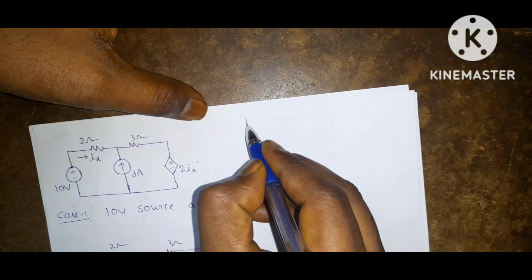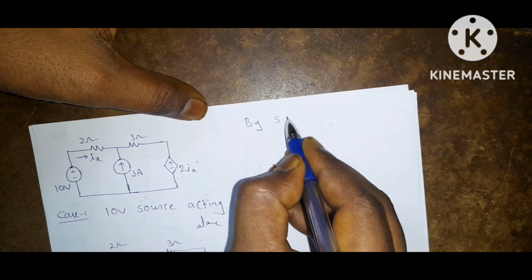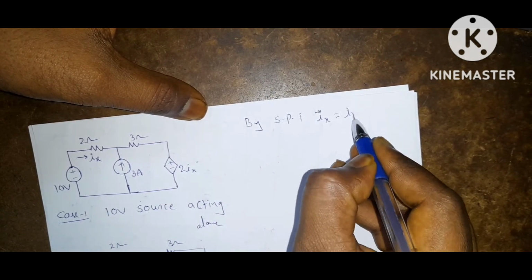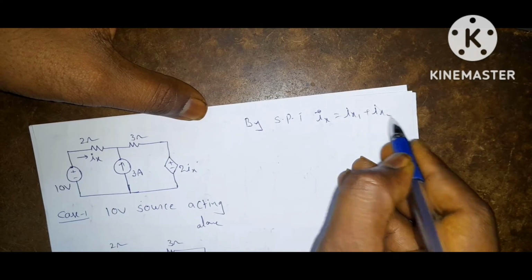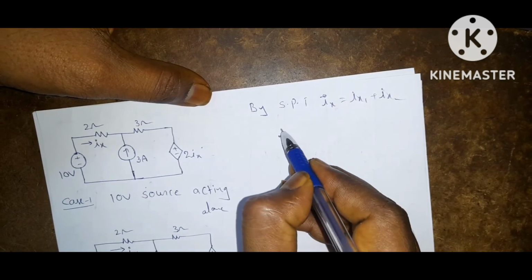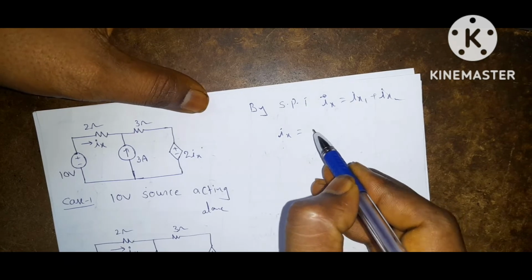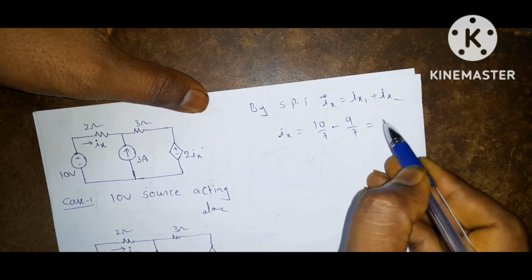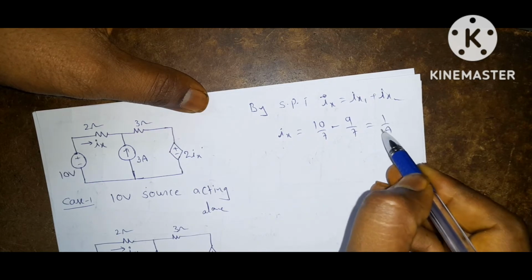By the superposition theorem, what is Ix? Ix is equal to Ix1 plus Ix2. So what is Ix? 10 by 7 minus 9 by 7 is equal to 1 by 7 amps.